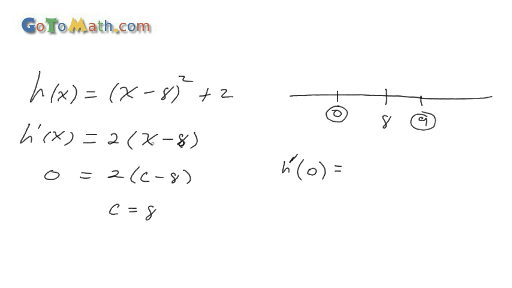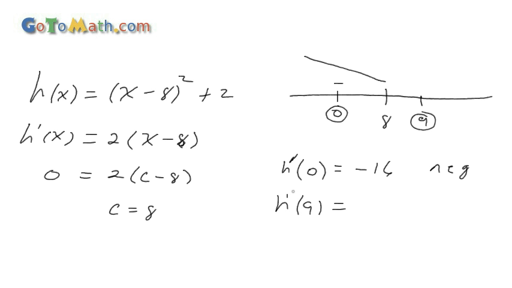When we plug 0 in, you can see that this is going to end up being a negative number. In fact, it's negative 16. I'll go ahead and write it. Negative 16. So we know that that's a negative number, so therefore the function is decreasing up into 8.